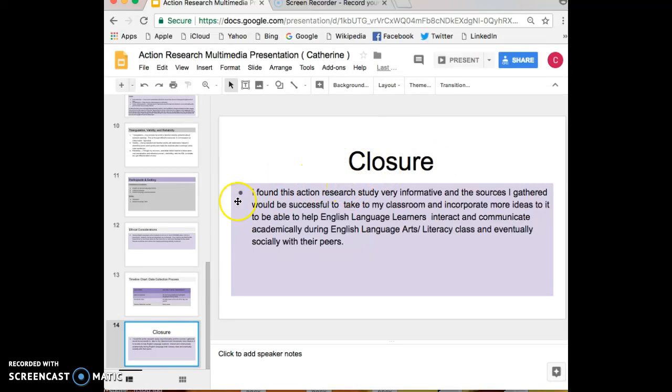For the closure, I finally found this action research study very informative, and the sources I gathered would be successful to take to my classroom and incorporate more ideas to it to be able to help English language learners interact and communicate academically during English language arts literacy class and eventually socially with their peers.